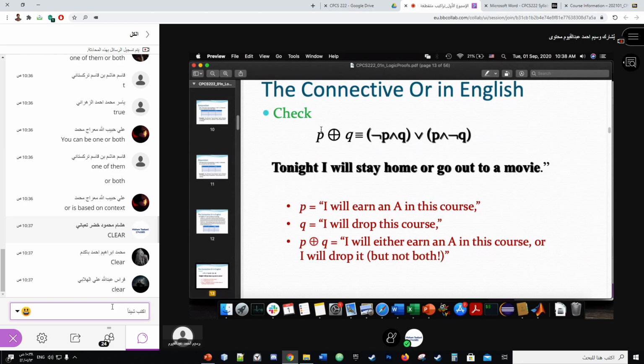Okay, so what does this mean? It means that if P is I will earn an A in this course and Q is I will drop this course, then when I say P XOR Q, it means I will either earn an A in this course or I will drop it. So this or here is the exclusive or. I'll be either doing this or doing this, but I will not be doing both.